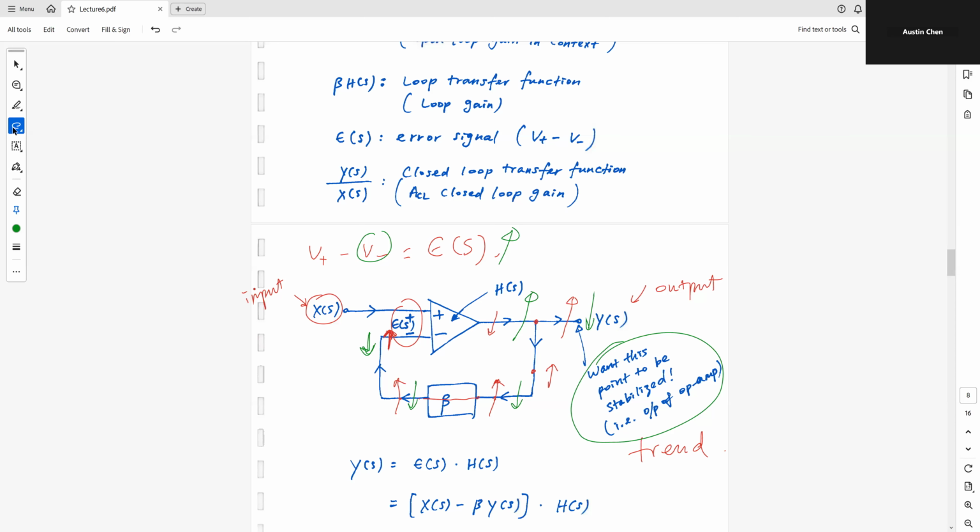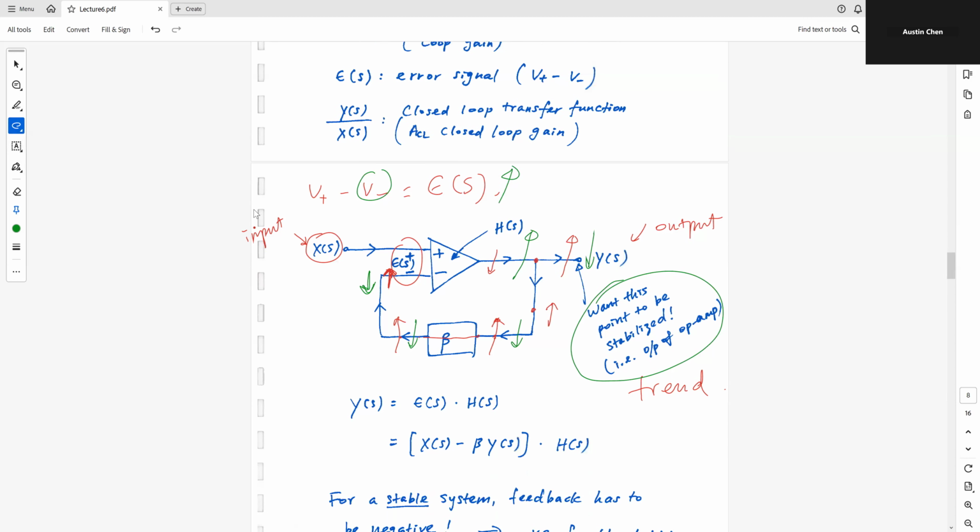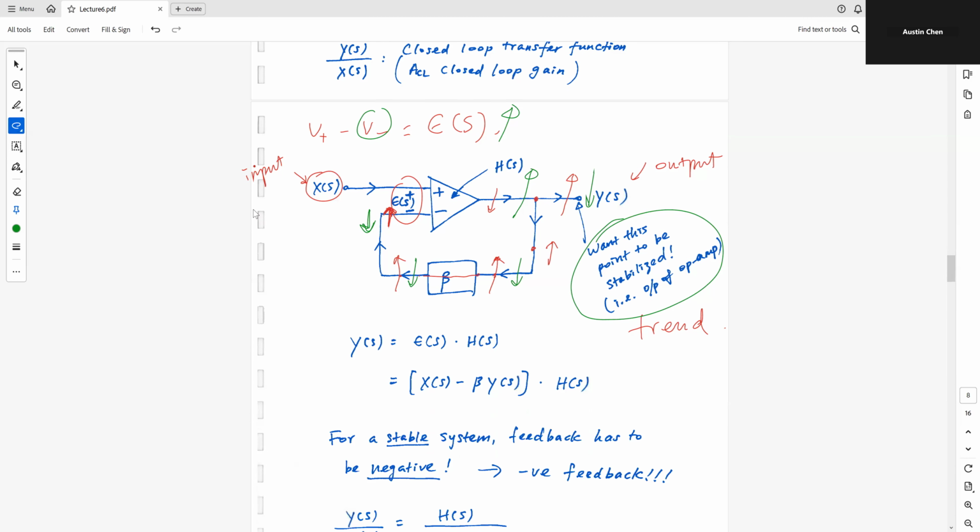Okay, so just to quickly summarize here, if you want to have a stable system, the feedback strictly has to be negative, right? So that is the reason why negative feedback is the second condition that you will need in order to justify that you have a virtual short, right? Because remember, to have a virtual short, you want this error signal to converge to zero.